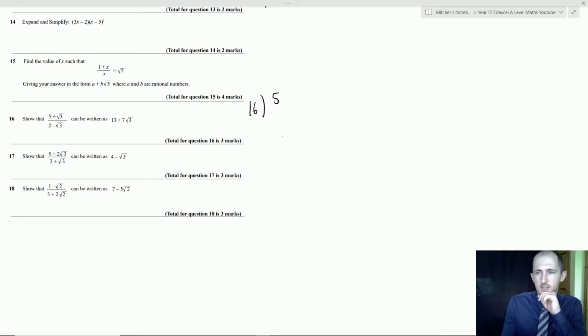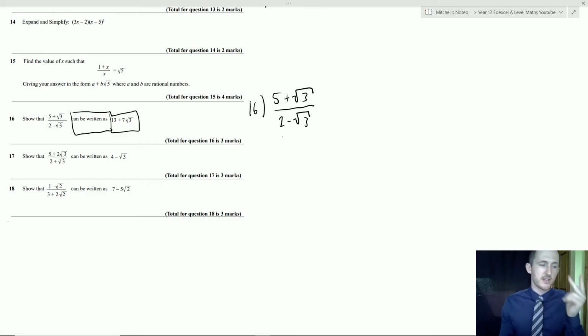So in rationalizing the denominator questions, they used to just ask you, and again, if you're doing some older exam papers, and I'd suggest you do them because the content's actually the same, they used to just say rationalize the denominator, or they used to say simplify. Now they literally tell you this. In fact, include this. It can be written as. It's a big hint.